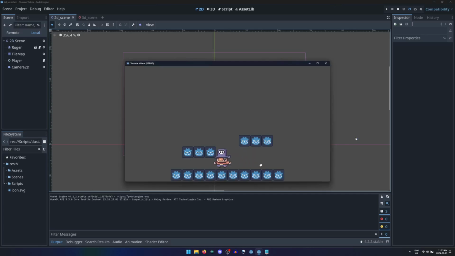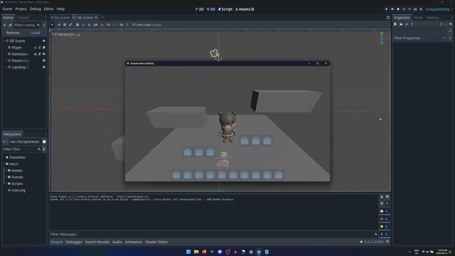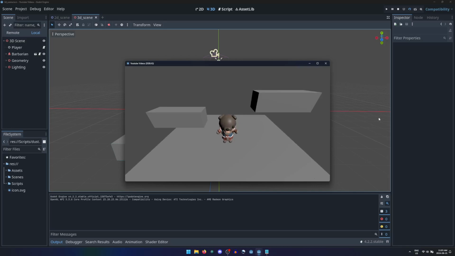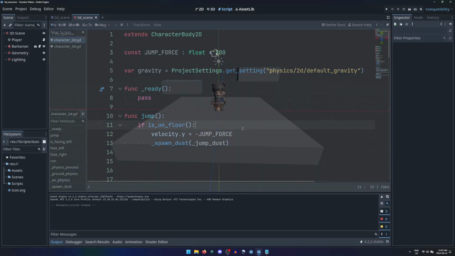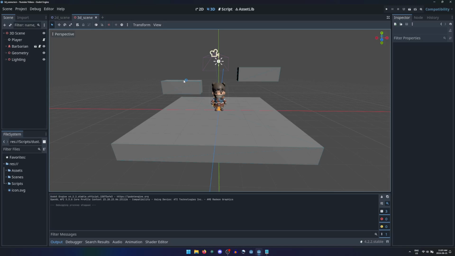You have a character that can jump in your game, either in 2D or 3D. But when you press the jump button, an arbitrary amount of jump force is applied to the character's Y velocity, moving them upward. But you want your character to be able to jump to a specific height, so how much force should you apply to the character to reach that height?